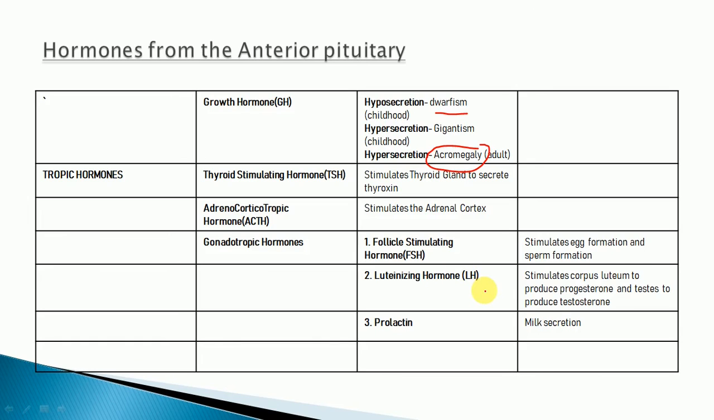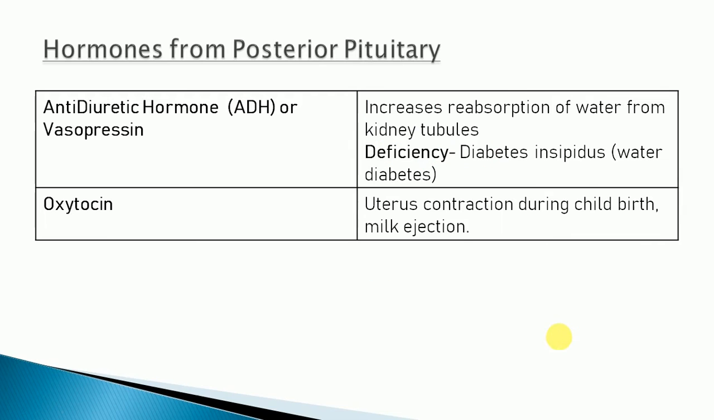Next is luteinizing hormone, which is LH. It stimulates the corpus luteum. Corpus luteum is present in the ovary after the ovum is released. This corpus luteum is a structure which secretes a hormone called progesterone in the female reproductive organ. And the testis, which is the male reproductive organ, secretes a hormone called testosterone. So these are all stimulated by LH, the luteinizing hormone. Now next is prolactin. Prolactin stimulates milk secretion in the female.